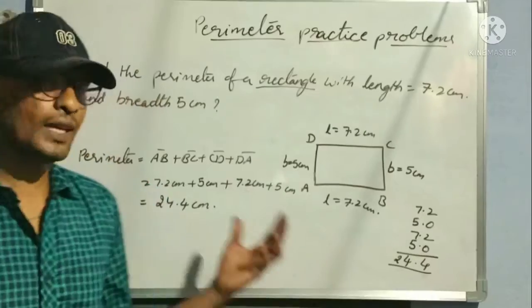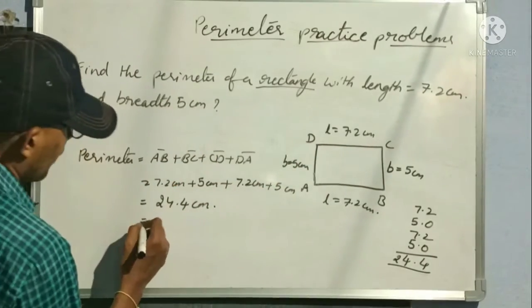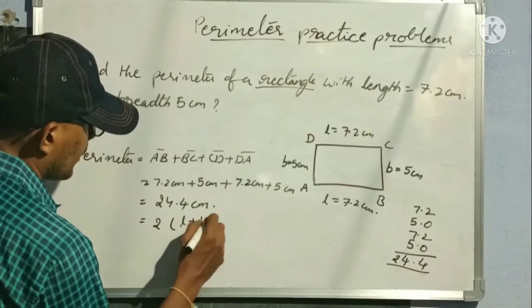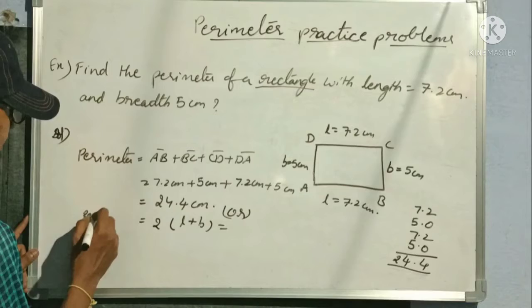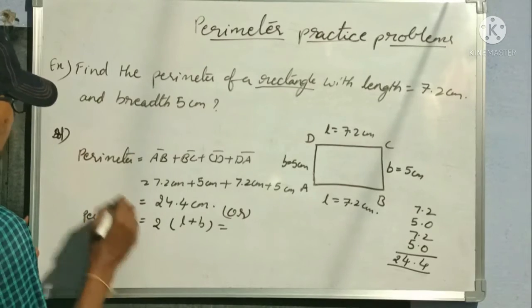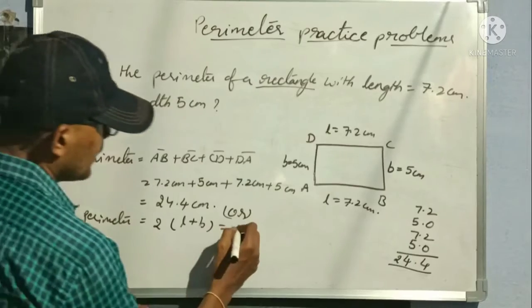Okay. So this is when we don't know the formula. Here below, I will do it when we know the formula, that is 2 times length plus breadth. This is the second method. This is the first method. The second method is the direct method.